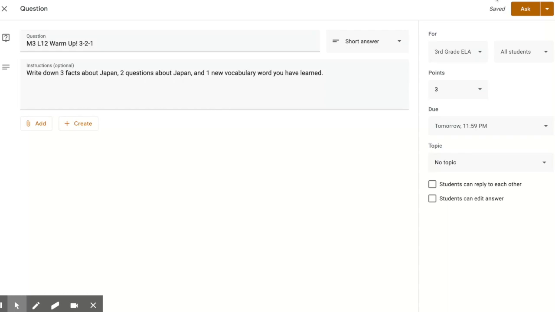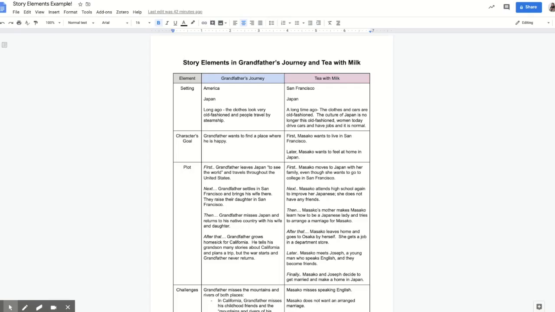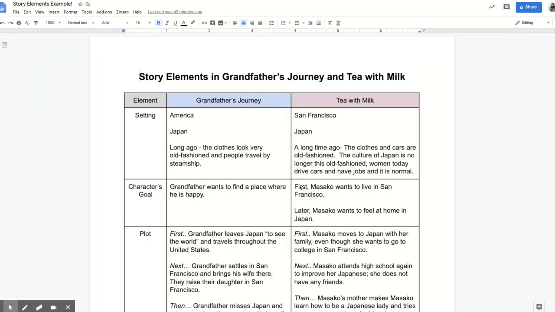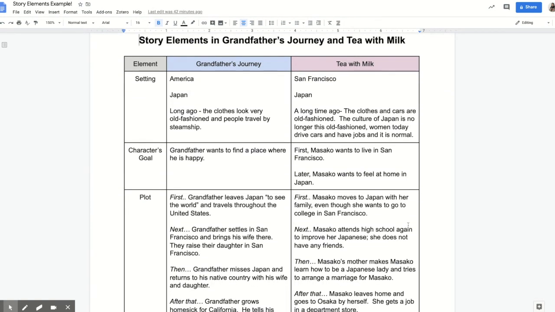Or both texts. All right, so before we get started with our writing piece today and answering the craft question, how do I plan a compare and contrast essay? First, we need to look at how Grandfather's Journey and Tea with Milk built our knowledge. And I'm going to do that by first showing you my example of the story elements chart for Grandfather's Journey and Tea with Milk. All right, let's zoom in a bit.